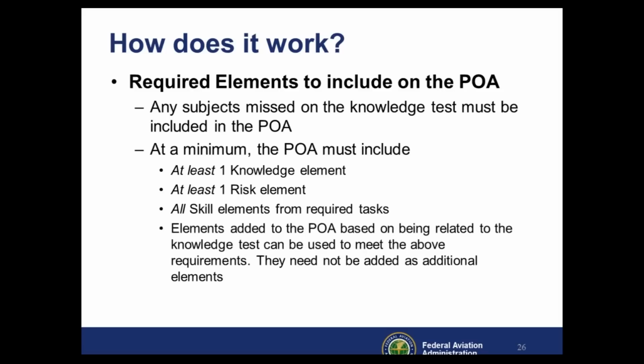I'm going to show you an example. This next little line that talks about elements added, I'm going to try and put that in plain language for you. Basically what that means is that if you added a knowledge element because it was missed on the knowledge test, you would not have to add another knowledge element to satisfy the rule of at least one knowledge element.